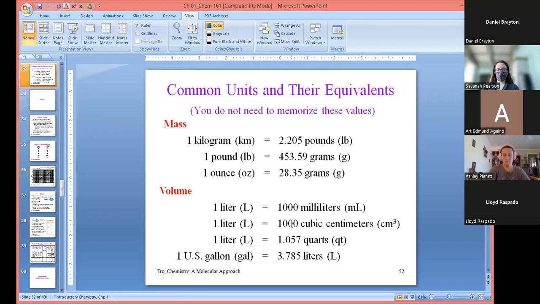Liters, again, your labs that you're going to take, they're really trying to minimize the amount of waste. And so you're rarely ever going to use over a liter of anything. And it's just going to be milliliters. And here you can see that same conversion, milliliters and centimeters cubed.